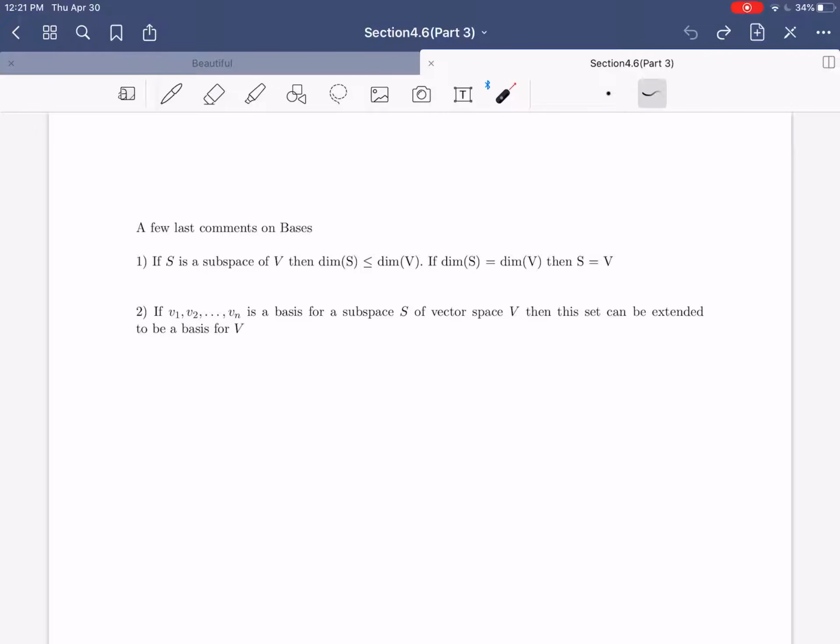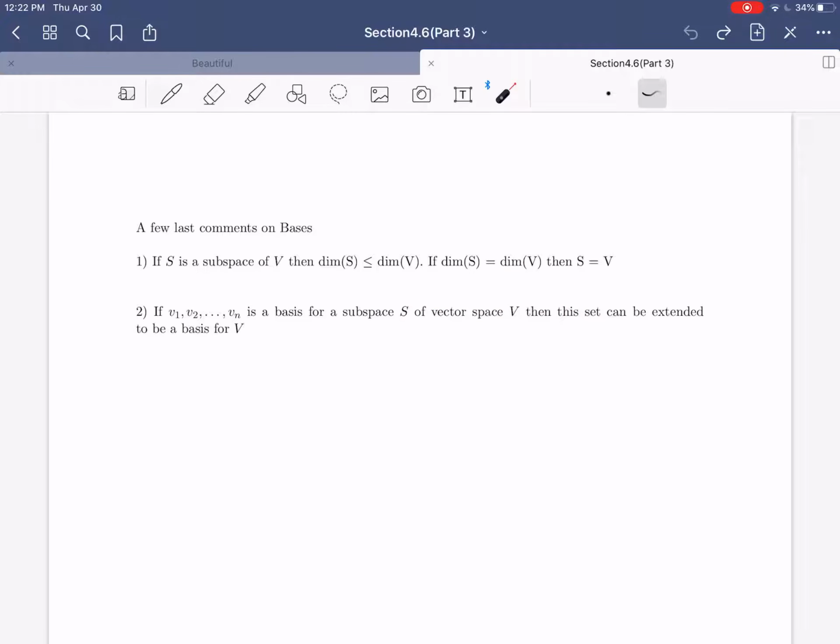The second comment here is not going to be super essential for our course, but it is an interesting concept in general, and we'll discuss it a little bit in some of our examples. If you have v1 through vn as a basis for a subspace S of a vector space V, then you can extend this basis into being a basis for V by just tacking on some extra vectors. In other words, if these guys form a basis for a subspace, you can use these plus some other ones to form a basis for the overall vector space.